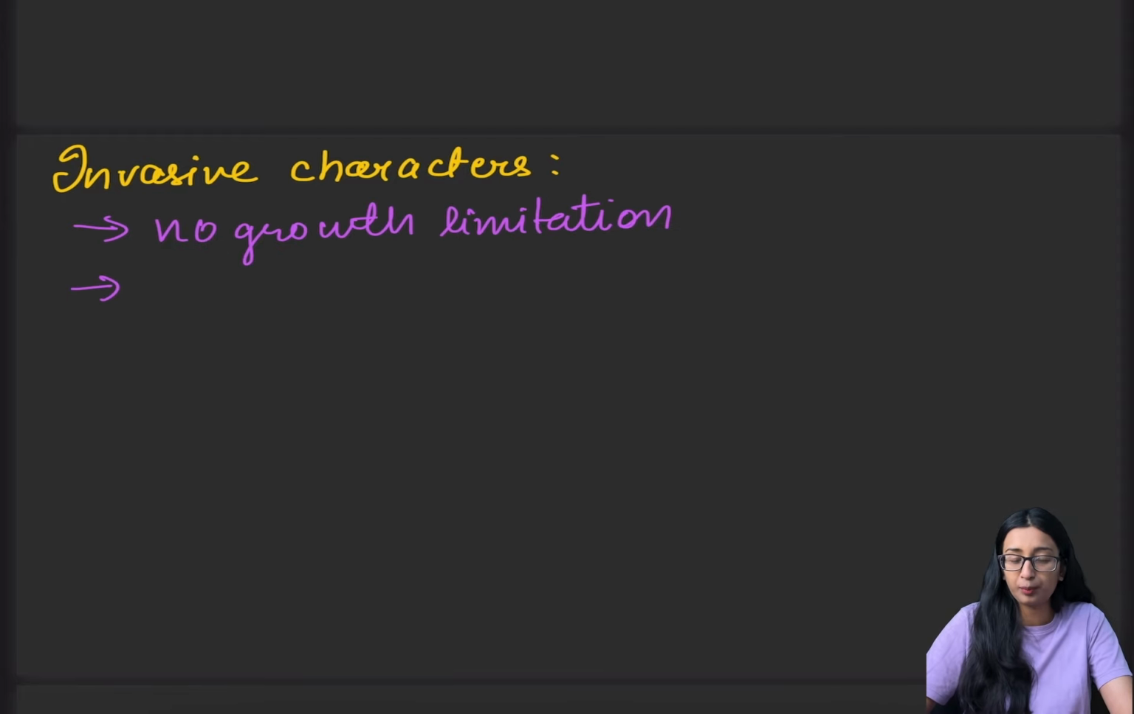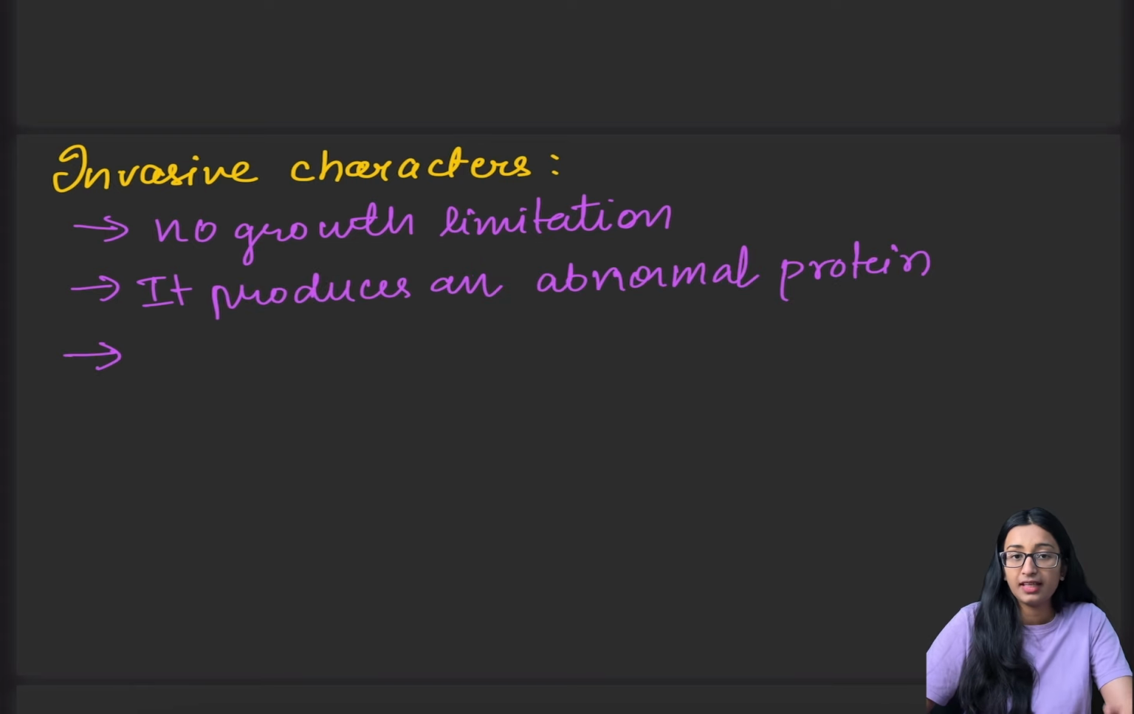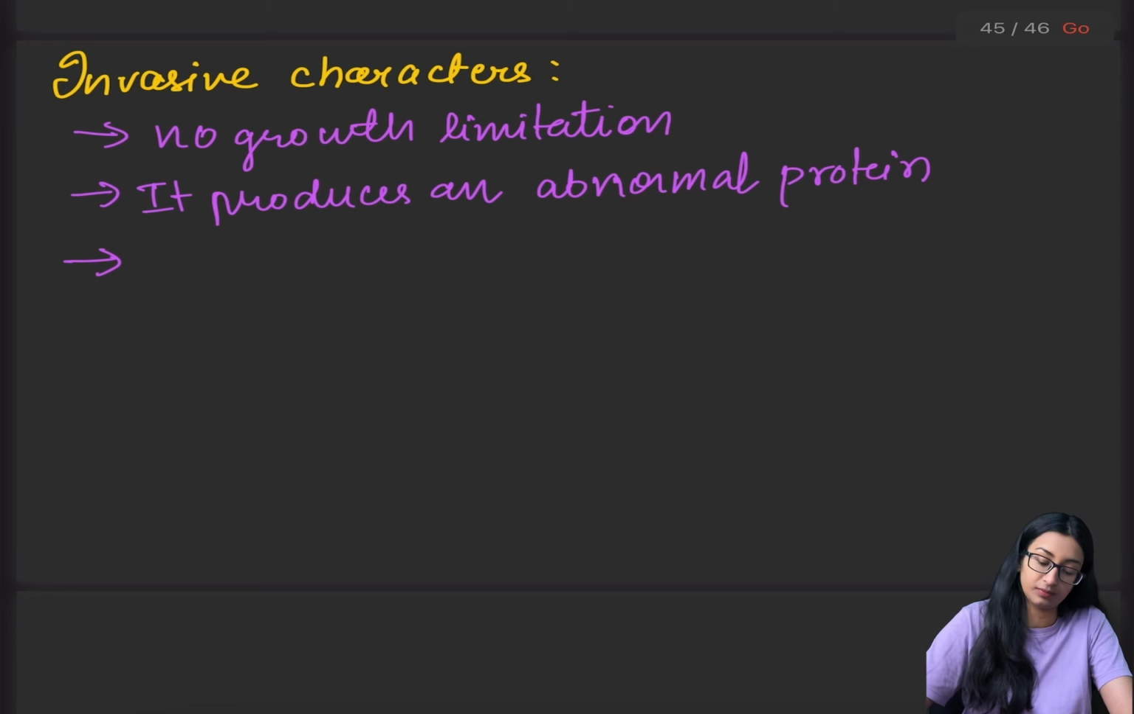It produces an abnormal protein. Then they will try to compete with the normal cells. So when they are inside an organ or anywhere, they will compete for the exact nutrients which have to go to the cells which are growing normally, but in this case the cancer cells are taking everything. So there is competition going on. It is very competitive in nature.